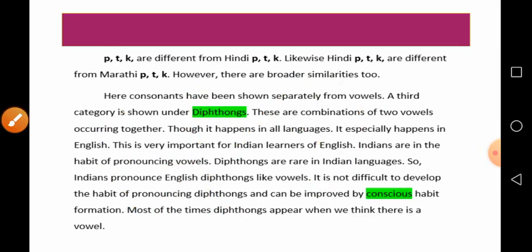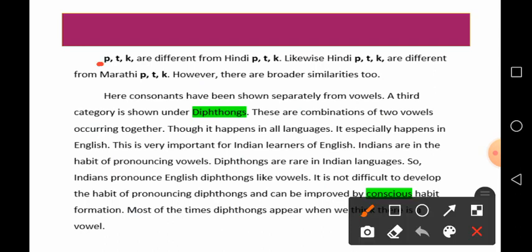Likewise, Hindi pa, ta and ka are different from Marathi pa, ta and ka. So like in English and Hindi, when we pronounce these in English, it is pronounced pa, ta and ka.